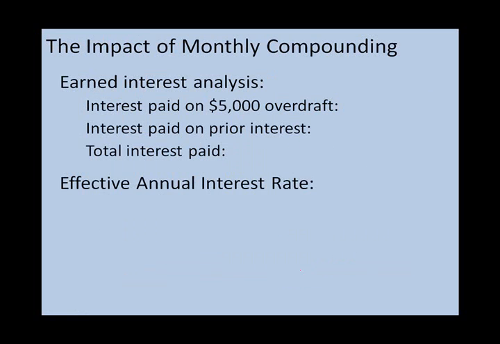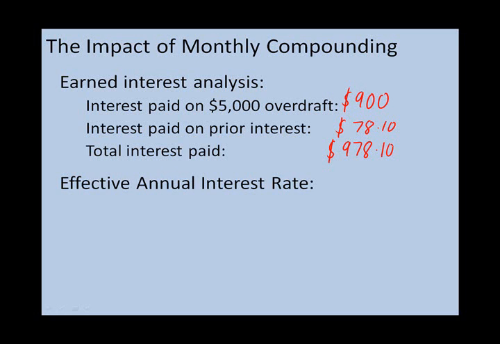What is the impact of monthly compounding? We paid $900 on the overdraft of $5,000. But we also had to pay interest on interest when we used compounding. And the interest on interest in this case was $78.10. That means the total interest that we paid out would be $978.10.